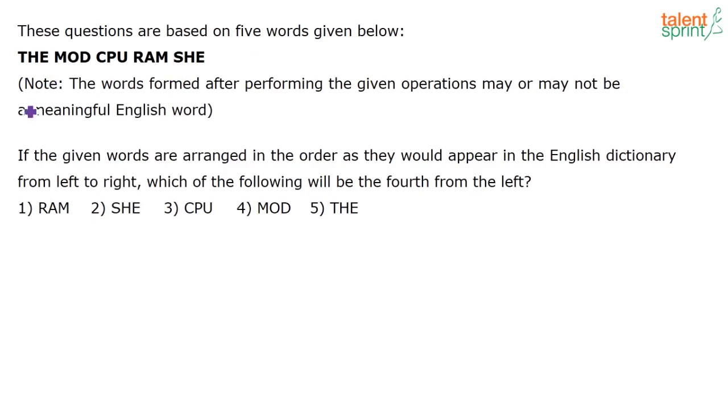So here, which will be the first word that would come in the English dictionary? It's going to be the one that starts with C, correct? The next word that would come would be the one that starts with M, followed by the one that starts with R, followed by the one that starts with S, followed by the one that starts with T. I am just writing the first letters, okay? Now the question is, which of the following will be fourth from the left? So which is going to be the fourth word from the left?